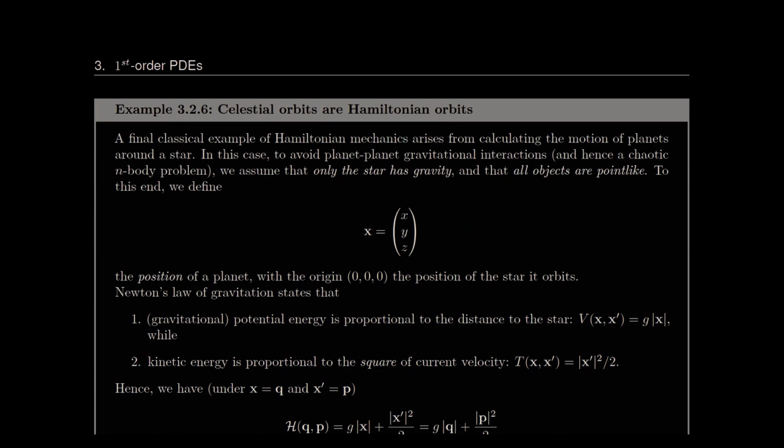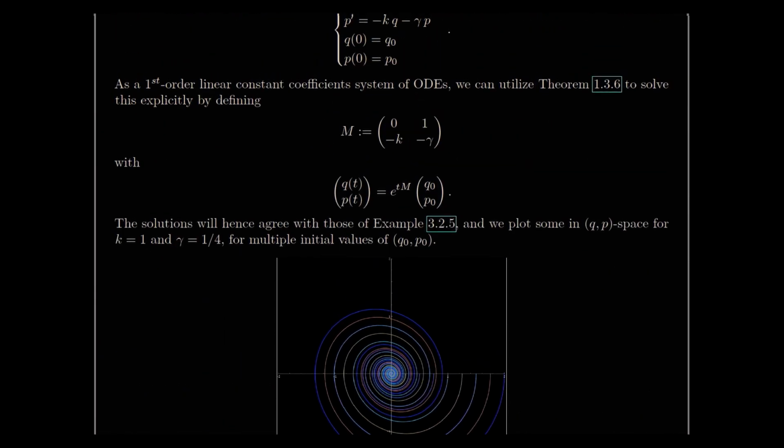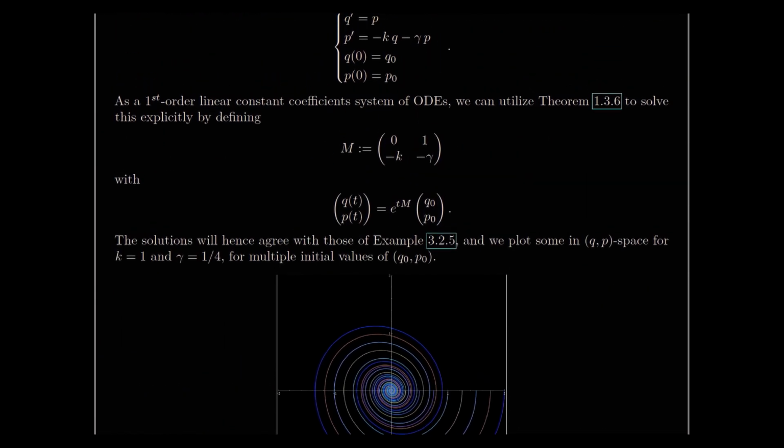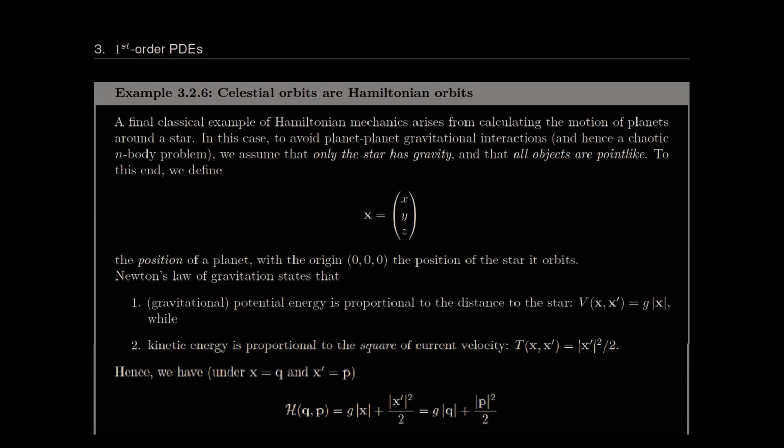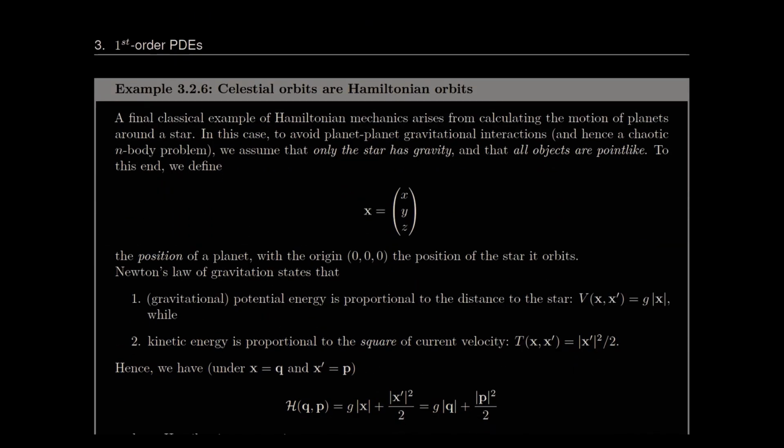Our third case, now the second case was nice because we actually were able to solve this exactly using theorem 1.3.6. A lot of these Hamiltonian problems will be nonlinear systems, so we can't always solve them. But this last example, I think, is a useful one to just refer to the fact that celestial orbits, in the sense of what we are as the Earth revolving around the sun, is a Hamiltonian orbit. So we can set up celestial orbits as the following.